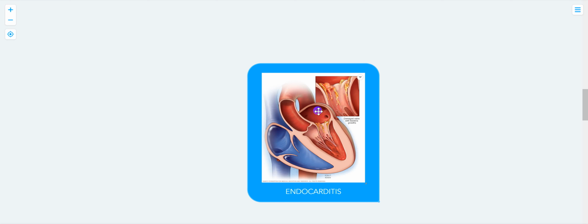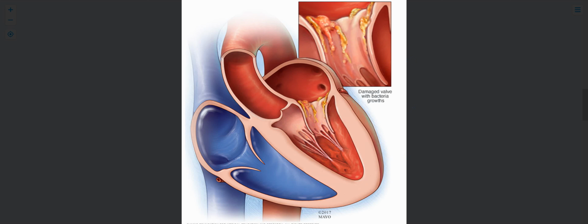Hey, welcome everyone. Endocarditis. So what are the things that we need to know regarding endocarditis? It's basically inflammation of the endomyocardium. Myocardium is called myocarditis, pericardium is called pericarditis. So endocarditis is different. Why? Because there are criteria for it.